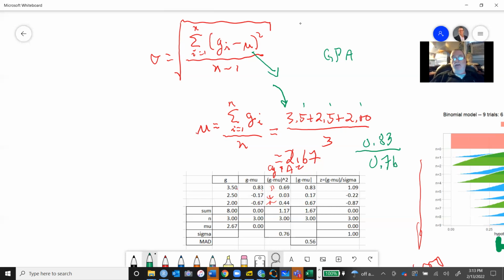One whole standard deviation from the mean is the first one, 3.5. One whole standard deviation. Remember, the standard deviation is 0.76. So 3.5 as a GPA is equal to the mean of 2.66 plus 1.09 standard deviations times the standard deviation of 0.76. So we can retrieve it that way.